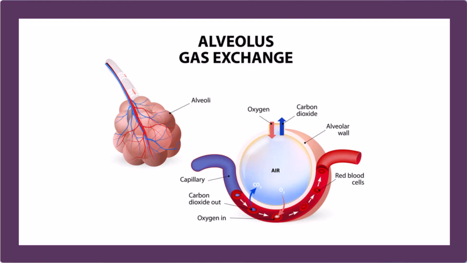Once oxygen enters the bloodstream, most of it doesn't stay dissolved in the plasma. Instead, it binds to a protein inside the red blood cells called hemoglobin. Hemoglobin acts like a transport vehicle. The more oxygen attached to hemoglobin, the brighter red the blood appears. This oxygen-rich blood travels through the pulmonary veins to the left side of the heart, where it's pumped out through the aorta and delivered to tissues throughout the body.